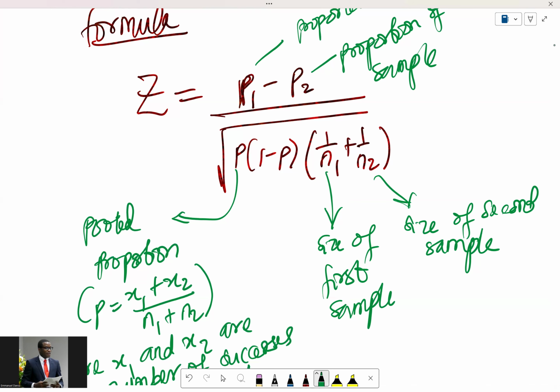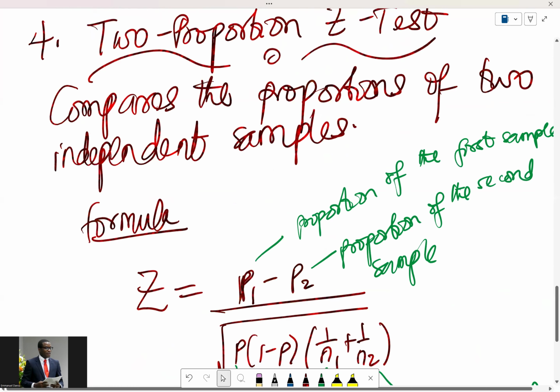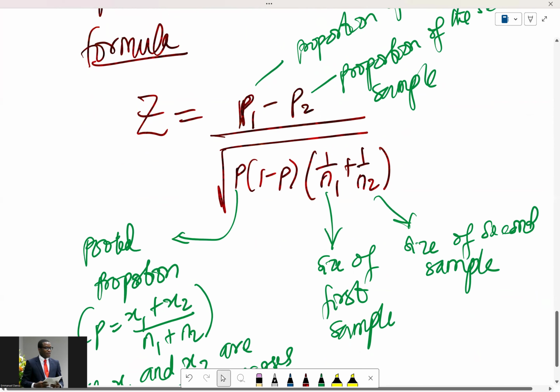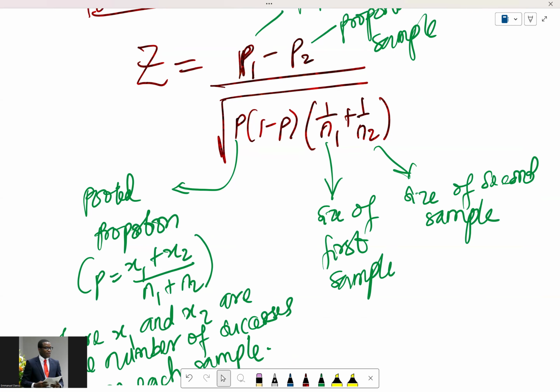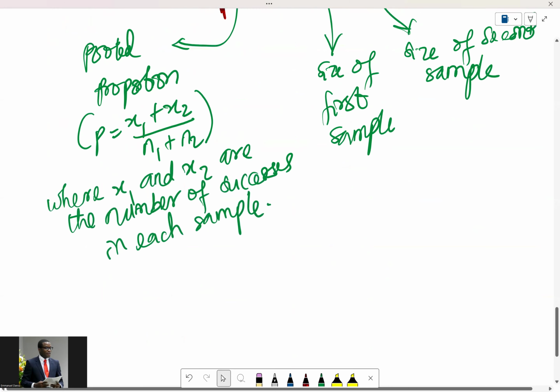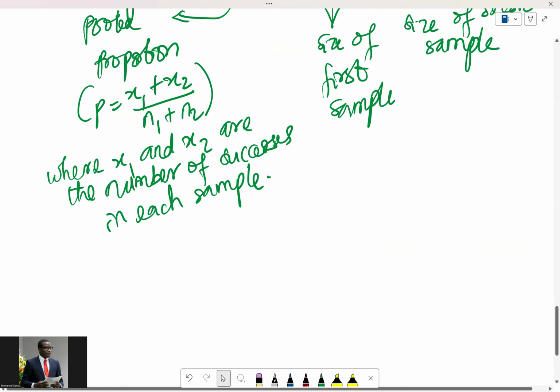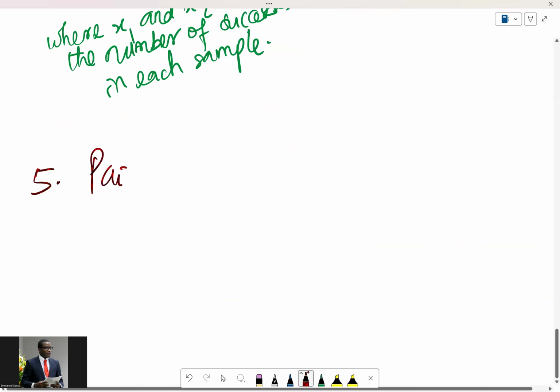Okay, so that is the fourth type, the two proportion t-test. So let's move on to talk about the last type, the paired z-test. That's number 5, I believe. Number 5, yes. So we have 5, the paired z-test.